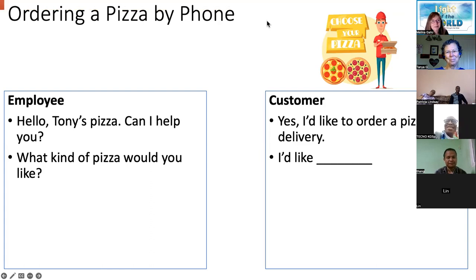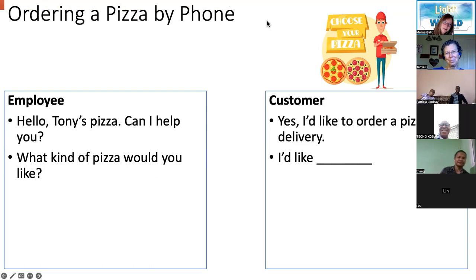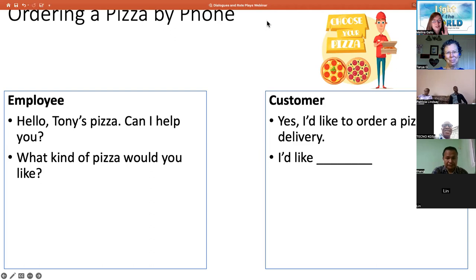Yes, I'd like to order a pizza for delivery. What kind of pizza would you like? I'd like, and then we talk about all the different types of pizza. Do we want thick crust or thin crust? Do we want tomatoes or meat or everything? So we would vote on all of the toppings we want.